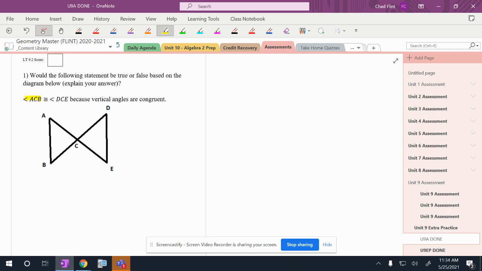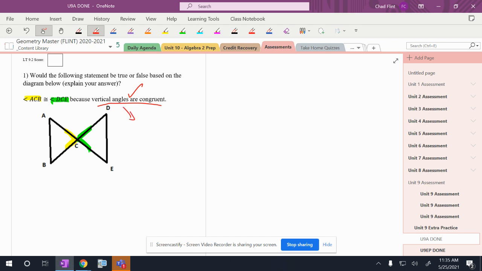So it says ACB, which is that angle right there, is congruent to DCE, which is that angle right there, and then it says because vertical angles are congruent. That's a true statement. Vertical angles are congruent. So if these are actually vertical angles, then we're covered.